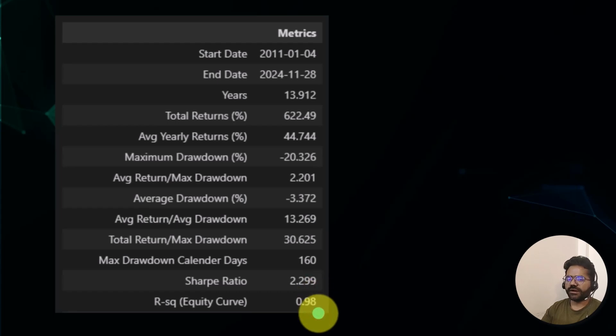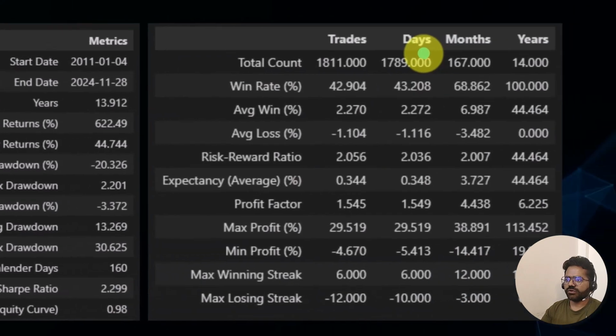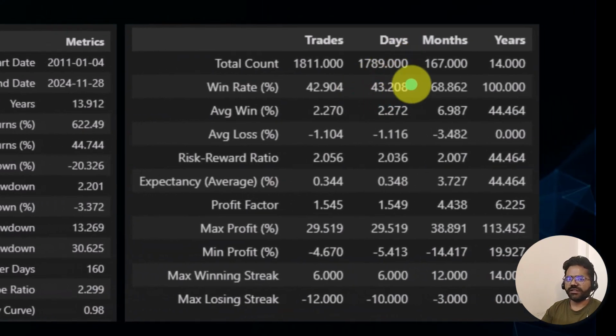And R square of the equity curve is 0.98. Generally above 0.95 is pretty good. So if you look at the day wise, the win rate is 43%. That means only on 43 days out of 100 days you make profit, and on 57 days you make loss. But when you win, you win 2.2%, and when you lose, you lose 1.1%. So that's why the risk reward ratio is 2.03.